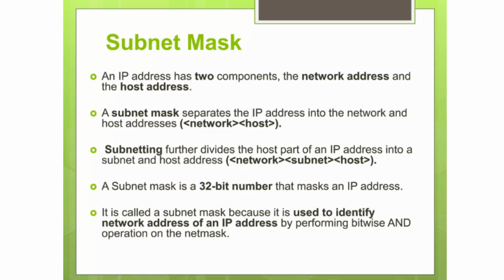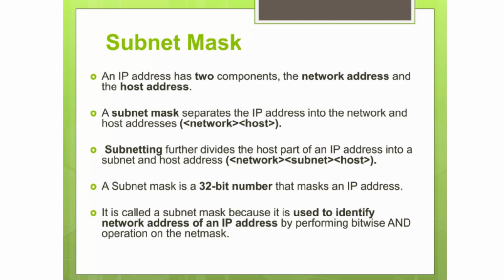This slide explains the concept of a subnet mask in networking. An IP address has 2 parts: the network address, which identifies the network, and the host address, which identifies a specific device within that network. A subnet mask helps separate these 2 parts. Subnetting goes further by dividing the host part into smaller subnetworks, making it easier to manage large networks.